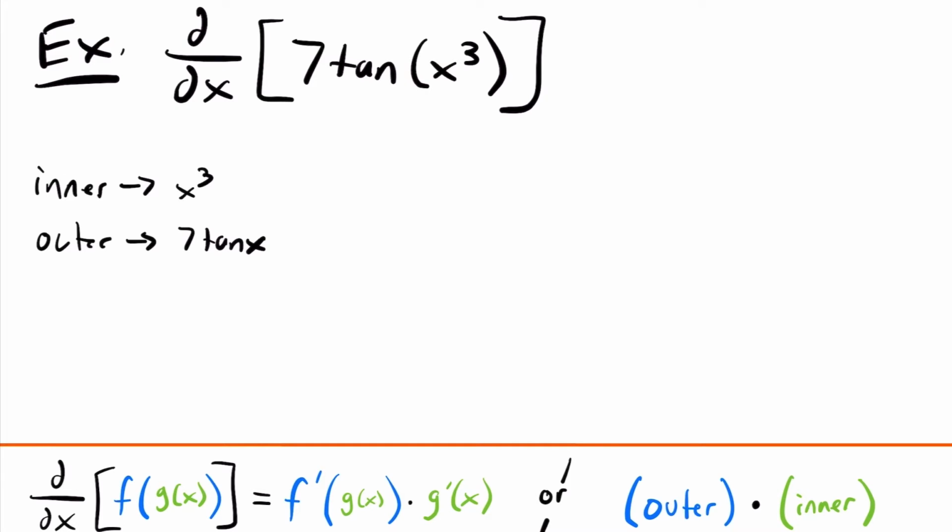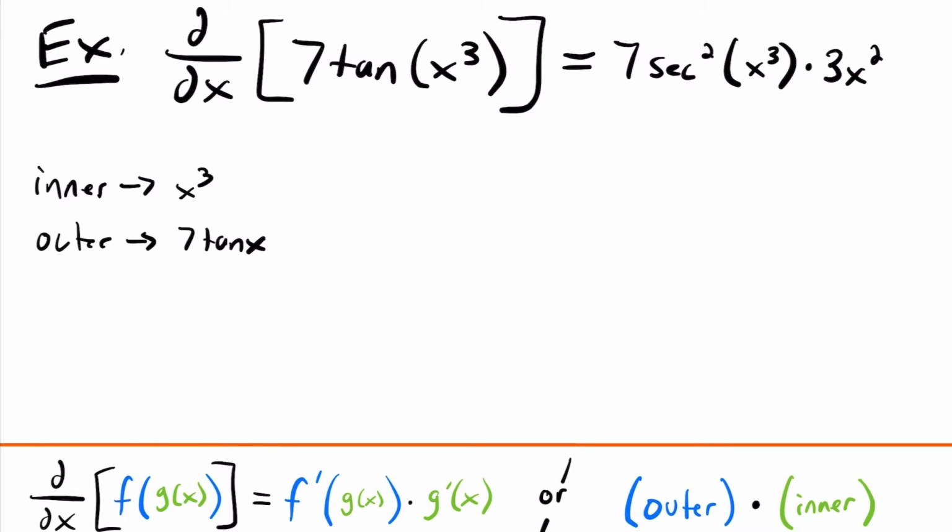And so let's go through this derivative using our chain rule. This is going to be equal to the derivative of our outer function, right? So we're going to have 7 times the derivative of tangent x, which we know is secant squared x. So we're going to have secant squared, and remember to keep our inside function the same, x cubed, and then we're going to multiply by the derivative of our inside function, which is x cubed, right? Our inside function is x cubed, and so the derivative of that would be 3 times x squared.